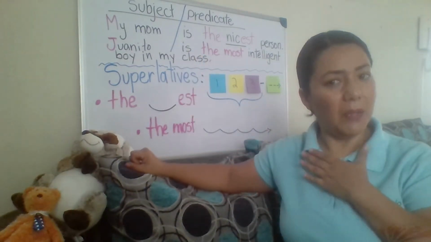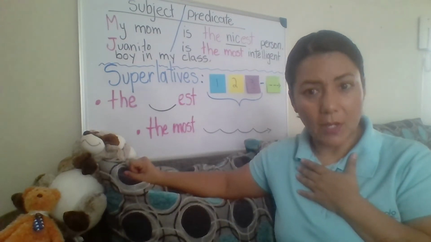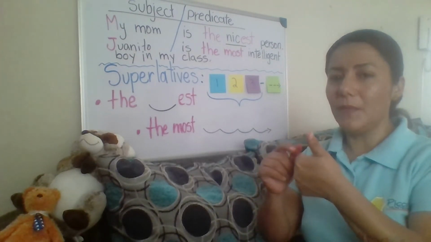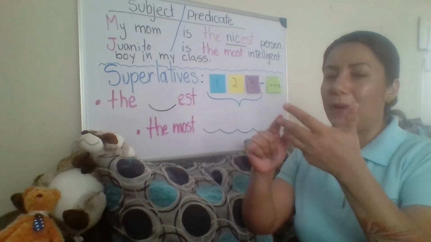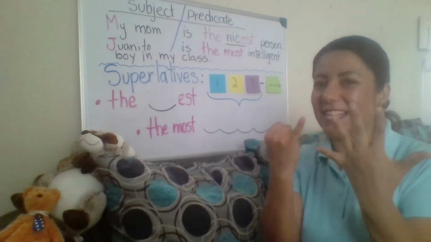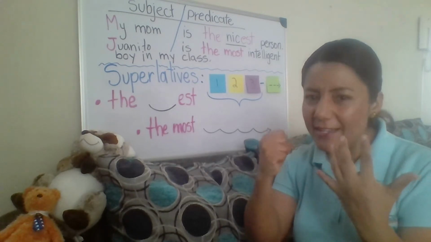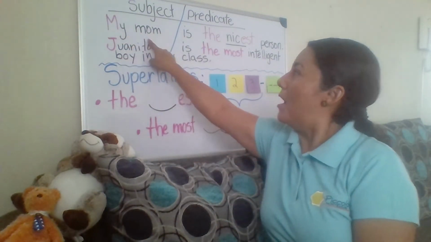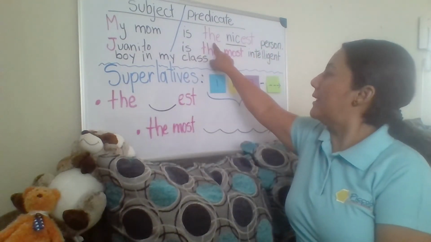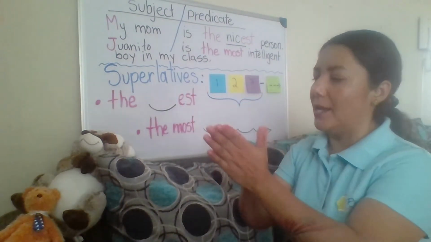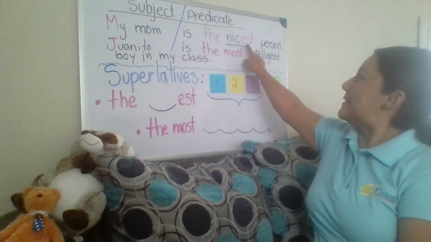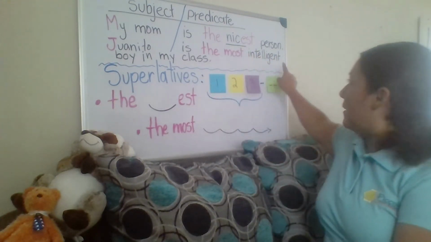Okay, I'm gonna say something about my mom compared to all the family members. There's my mom, my dad, my 3 sisters, and I. There are 6 people in my family. If I'm comparing these 6 people, my mom is the champion of nice. My mom is the nicest person in the family. I'm using superlative. Nice is short. Nice. One syllable. The nicest. My mom is the nicest person. That's my sentence. There's my period.